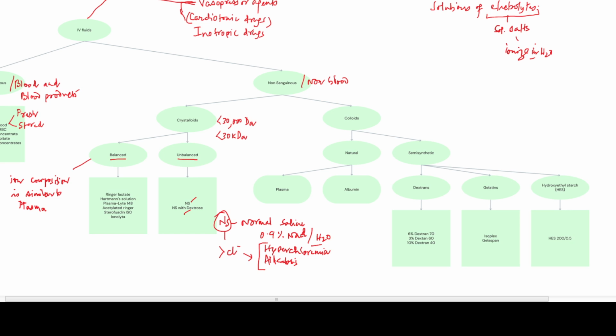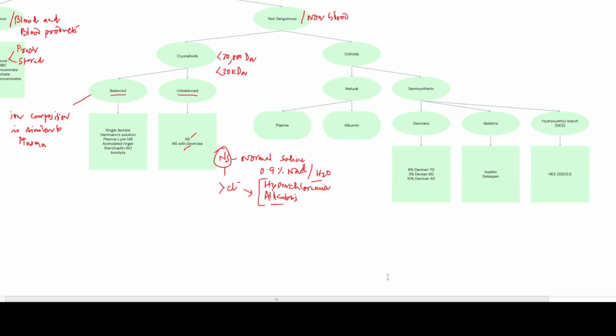Okay. It can cause hyperchloremia and alkalosis. Now, all the fluids can cause alkalosis. So it interferes with the acid-base balance. Most of the crystalloids can cause alkalosis. So how is that mitigated? How is that overcome? It is overcome in the formulation.